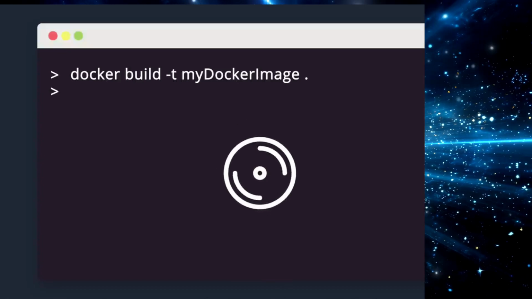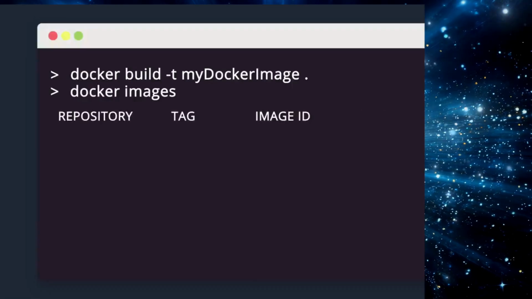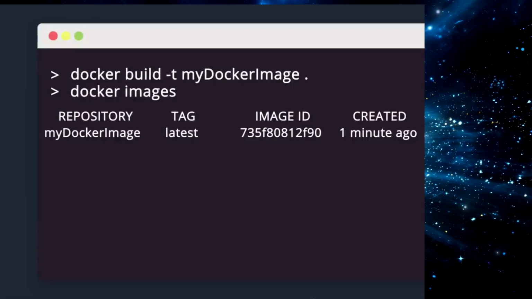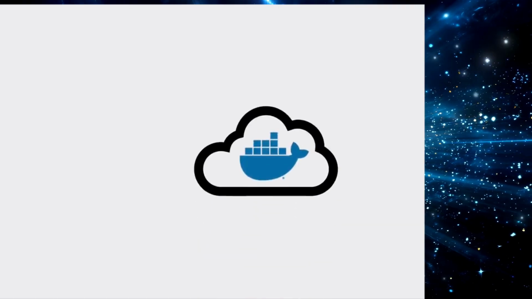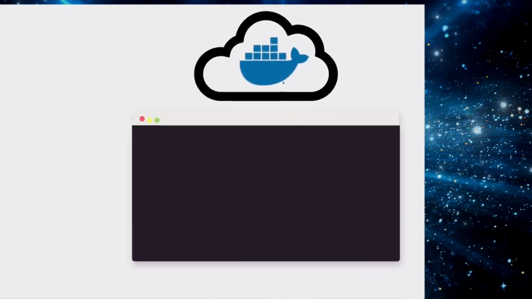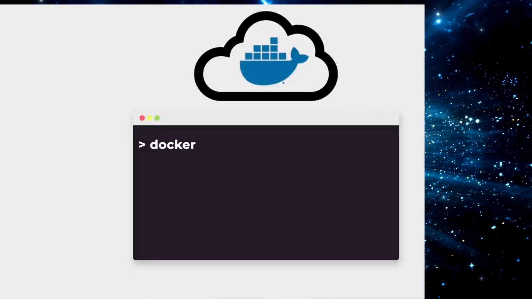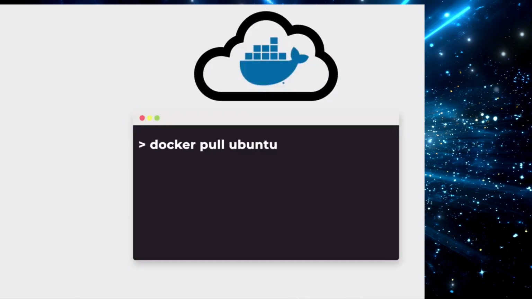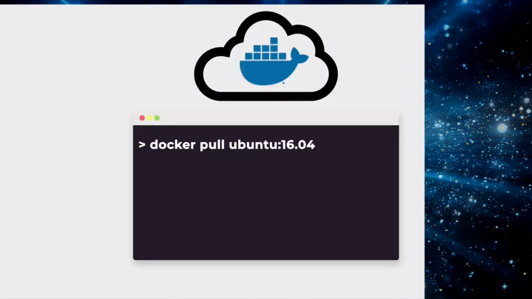Once the Docker file is complete, you can build it using docker build, followed by the -t flag to name your image and specify the location of the Docker file. Once complete, you can verify your image's existence with docker images. Now with your built image, you can run a container from that image or push it to the cloud to share with others.